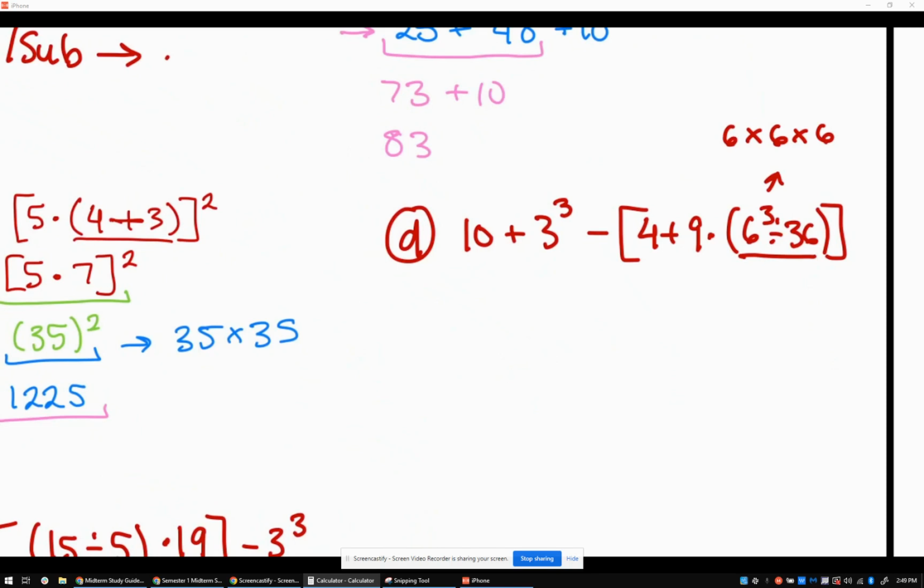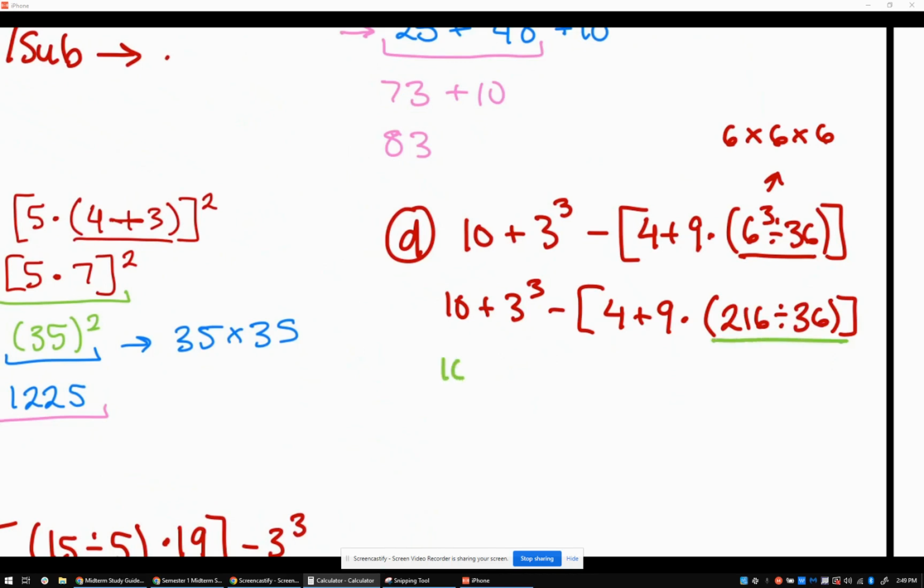If you've got multiple things inside the parentheses, follow PEMDAS within PEMDAS. The rest is the same, so we're not doing anything with it yet. 6 cubed, 6 times 6 times 6, is 216. Now to finish off that parentheses, we are going to do the division inside. So 10 plus 3 cubed minus 4 plus 9 times 216 divided by 36, which is 6.